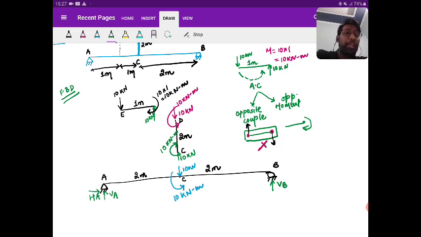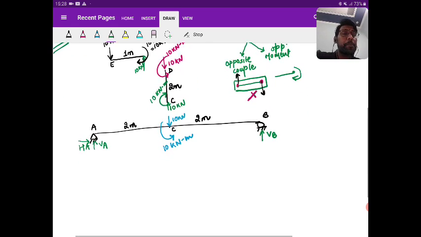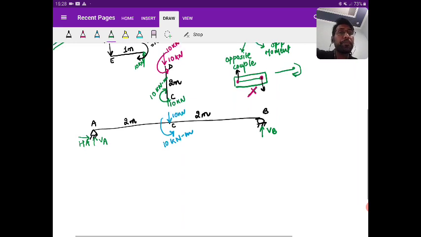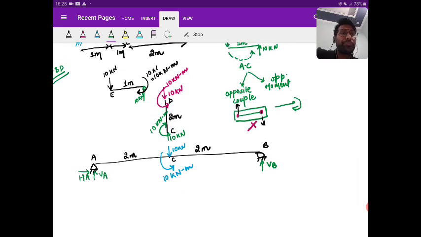Try to find the reaction at A and B. Fast, fast, fast. Get me the result fast.